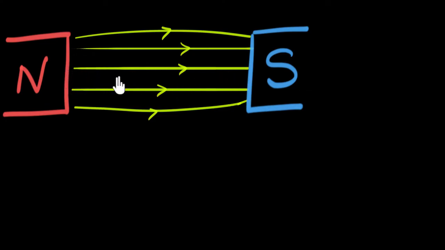And the crowdedness of the field lines is also pretty much the same. They are pretty much equidistant everywhere, right? So the field strength is also the same everywhere over here. And so now we can place a current-carrying wire over here and perform our experiment.